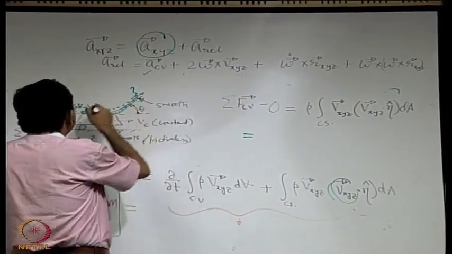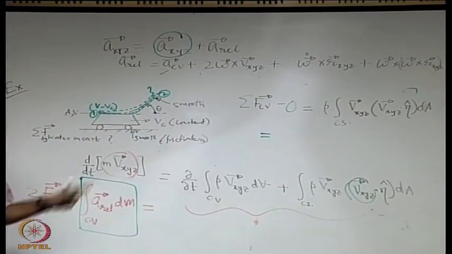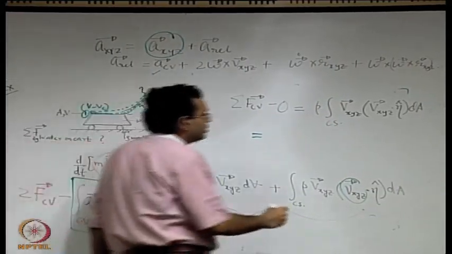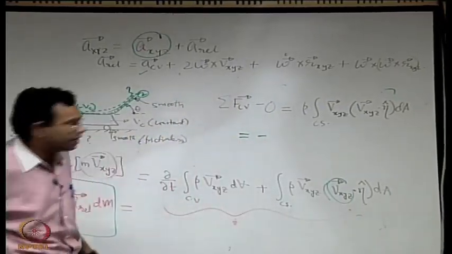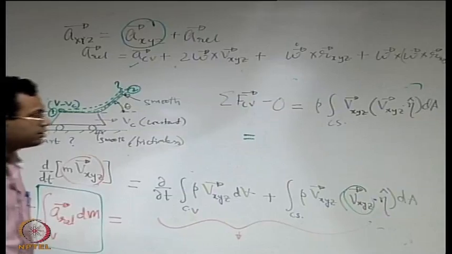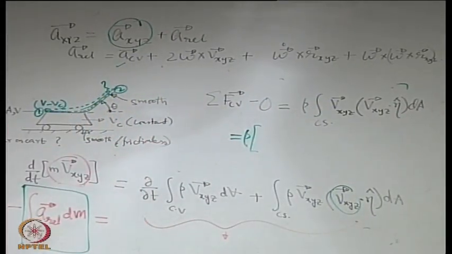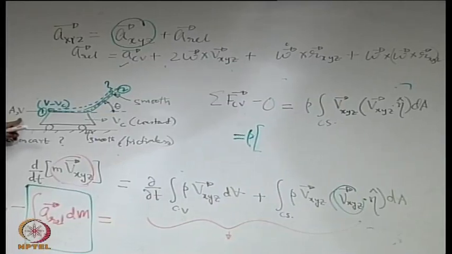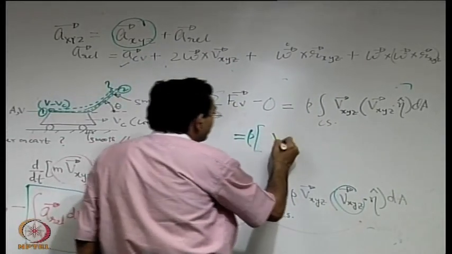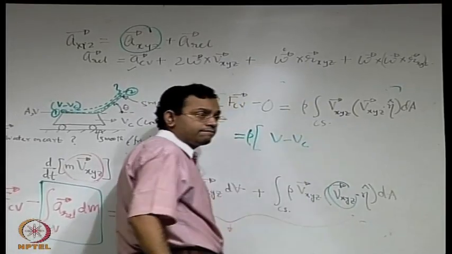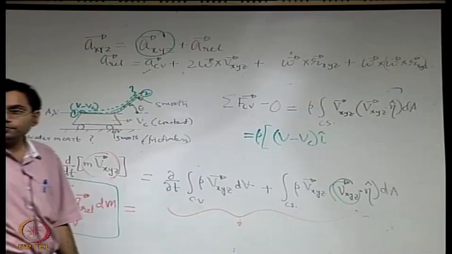So there are two flow boundaries, 1 and 2. First let us write for 1. So for the flow boundary 1, minus rho, okay, first let us write plus, minus sign we will see inside, rho. Then what is V small xyz here? Let us write it in a vector form. So that is V minus Vc, I cap.